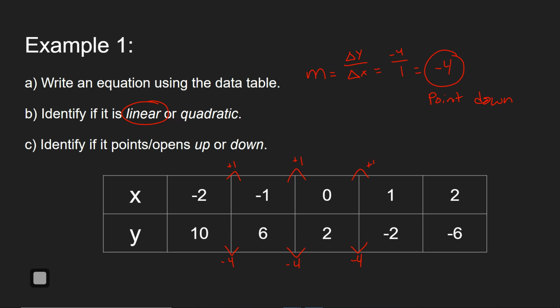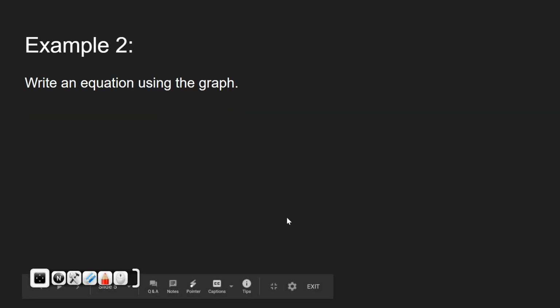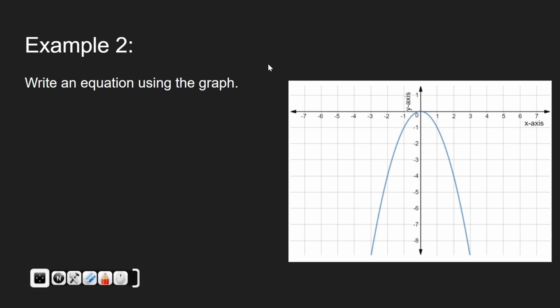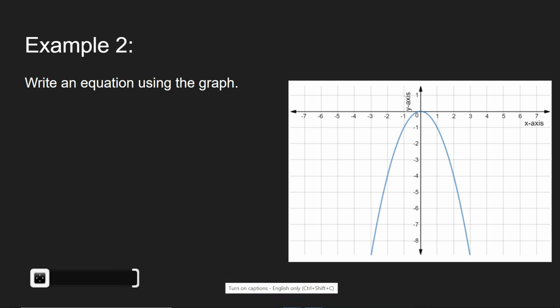Let's take a look at another example. This time we're going to write an equation using the graph. One of the things that I noticed right away is that this opens downward. So I know that a is going to be negative. Remember, this is ax squared plus or minus bx plus or minus c.